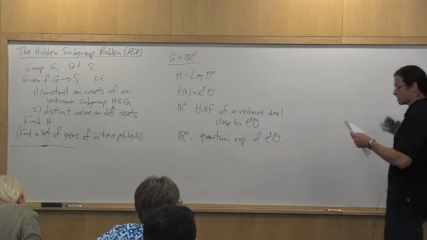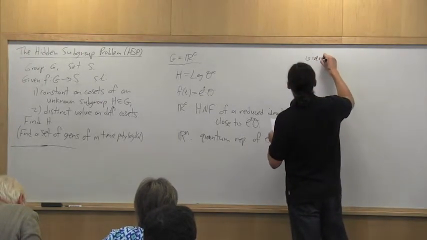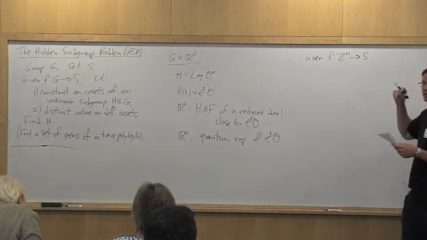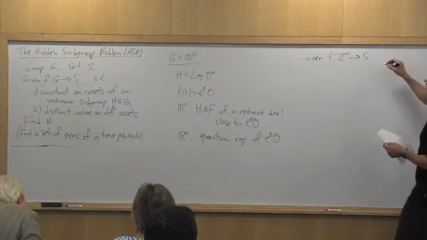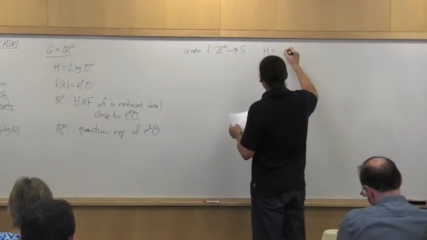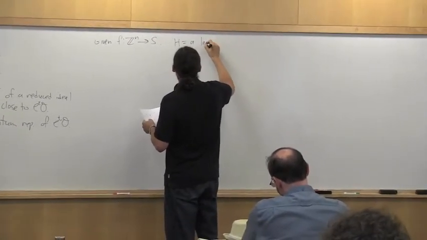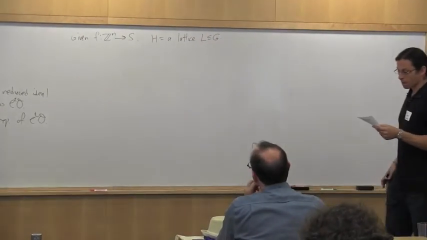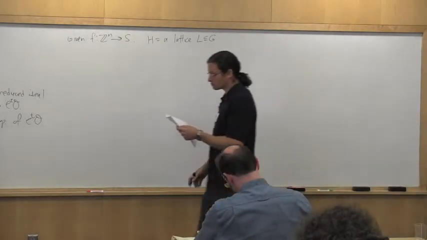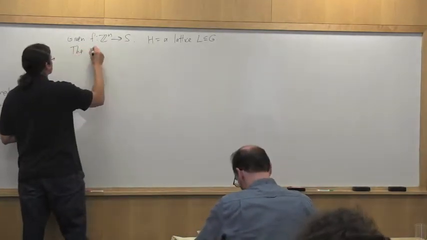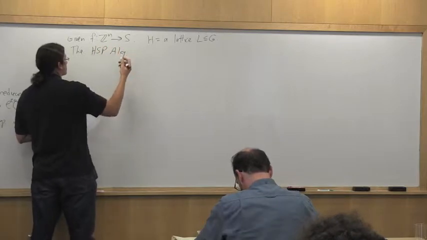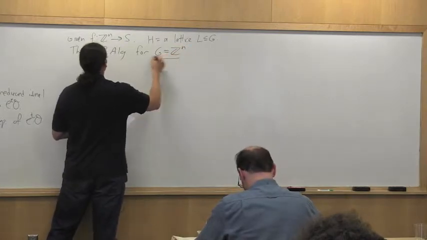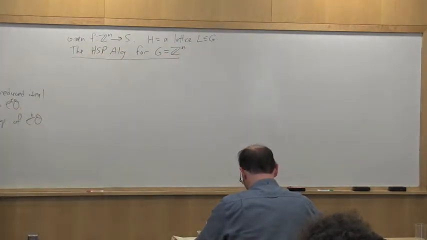And we're talking about the abelian case, since that's the case where we know that there is an efficient algorithm in most cases. So let's think about the hidden subgroup problem over Z to the n. So we're given this function, and then the hidden subgroup is going to be just some lattice, say, L in the group. Okay. So I'll write down the algorithm as two steps, and we'll ignore all kinds of details about how it works.